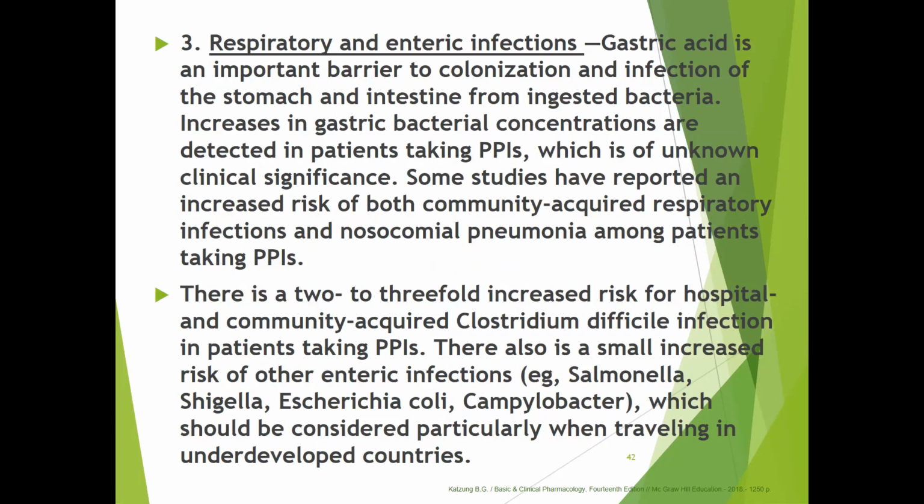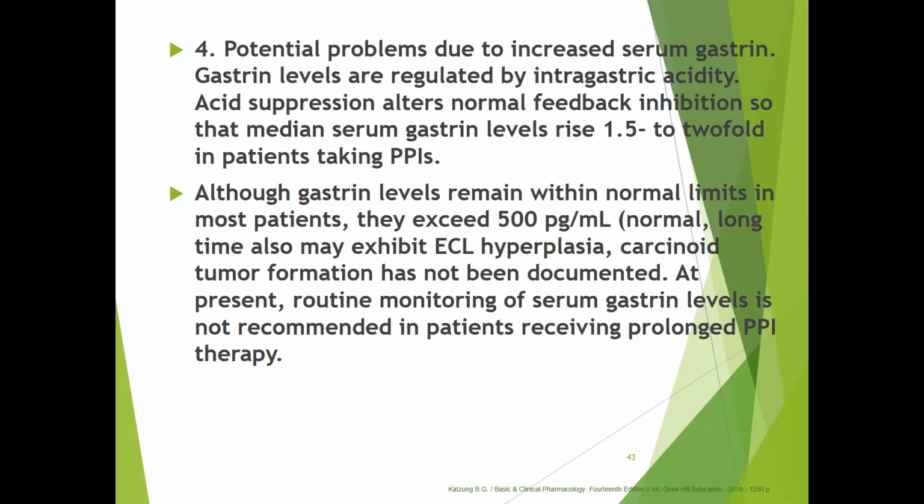Respiratory and enteric infection side effects. Gastric acid is an important barrier to colonization. And sometimes these drugs can provoke Clostridium difficile problems. Why? Because Clostridium difficile becomes practically absolutely resistant to antibacterial treatments, and only vancomycin can kill this bacteria. Potential problems are due to the increased serum gastrin.